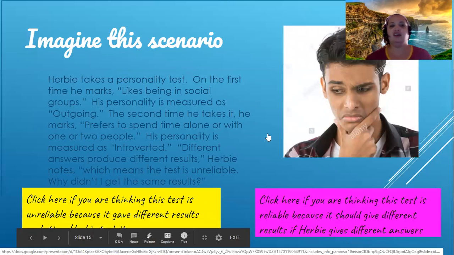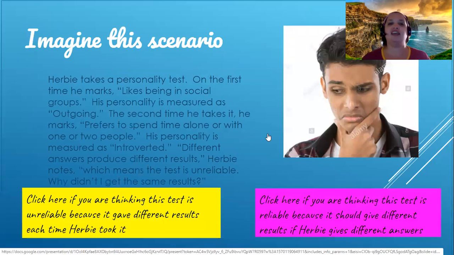All right, Herbie in a new form. Once again, Herbie is taking a personality test, and the first time he takes it, he marks that he likes being in social groups. Cool. His personality is measured as outgoing. The second time he takes it, he changes his answer. He marks that he prefers to spend time alone or with 1 or 2 people. So the second time around, his personality is measured as introverted.